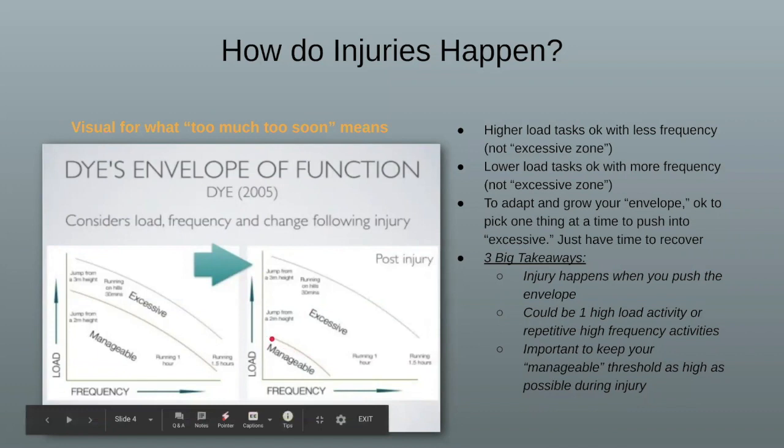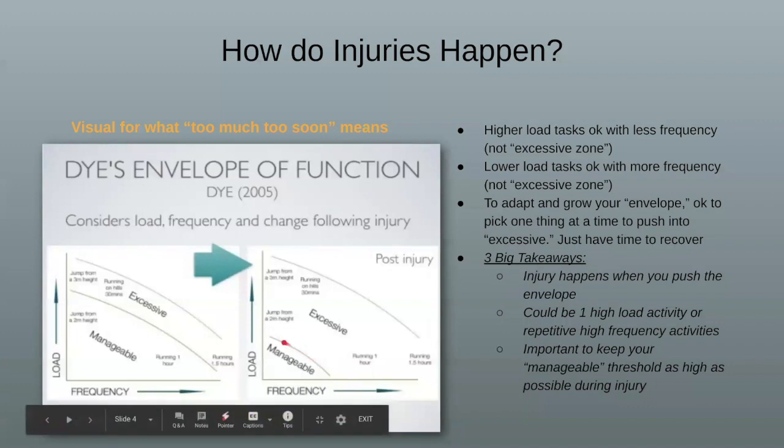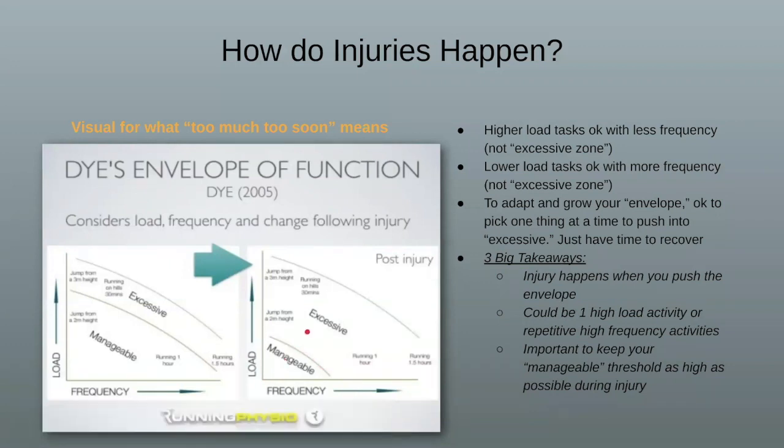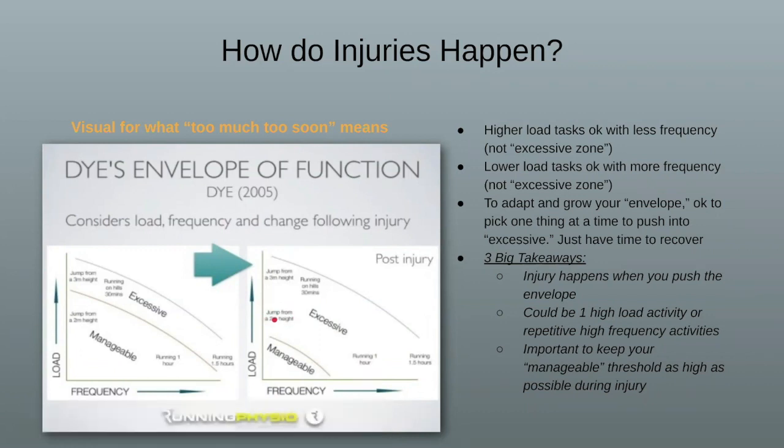But the important part, if we have somebody in the clinic with patellofemoral pain or IT band pain and they're a runner or a cyclist, is that we want to keep this manageable threshold as high as we can. Because if you're just resting and icing for 2 weeks, this is going to shrink, and then it's a much larger hole to crawl out of to build up the tolerance to activities like running for an hour or jumping off of this 2-meter box. So it's just a larger hole, and it's going to take a little bit more time. Those are the 3 big takeaways from this graph.